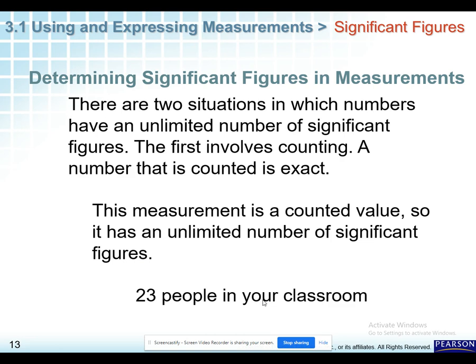Now there are 2 situations in which numbers are going to have an unlimited number of sig figs. The first one is if you're counting, because when you count something, it's known as an exact number. So if I were to measure 23 people in the classroom and I counted 23 people, that is considered unlimited sig figs.